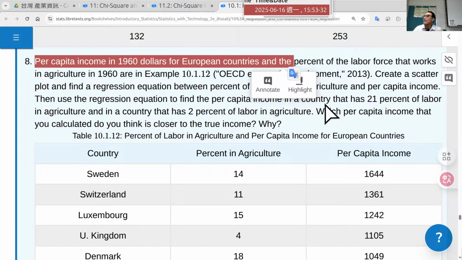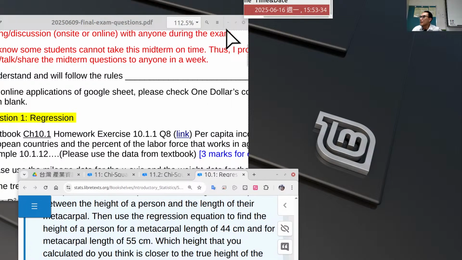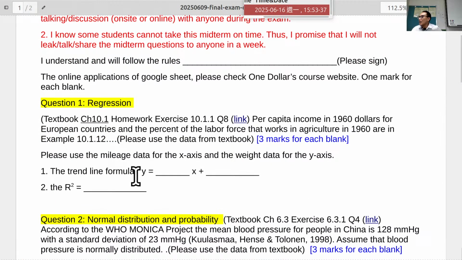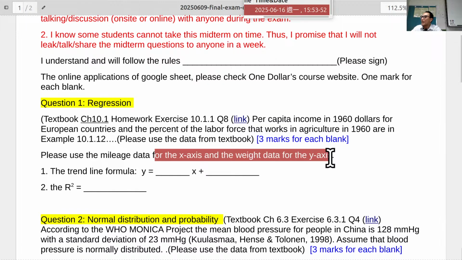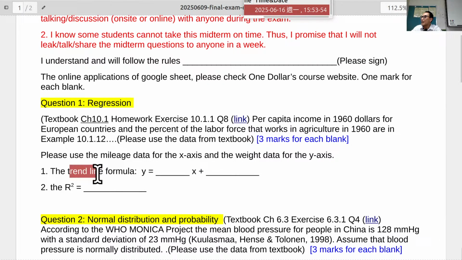That's correct. Okay, and what's the question? The question is, please use the income data, not mileage, that's last year. The income data for the x-axis and for the y-axis, please find the trend line formula or trend line equation: y equals a number times x plus another number. How about r squared? Okay, let me show you how to do this.